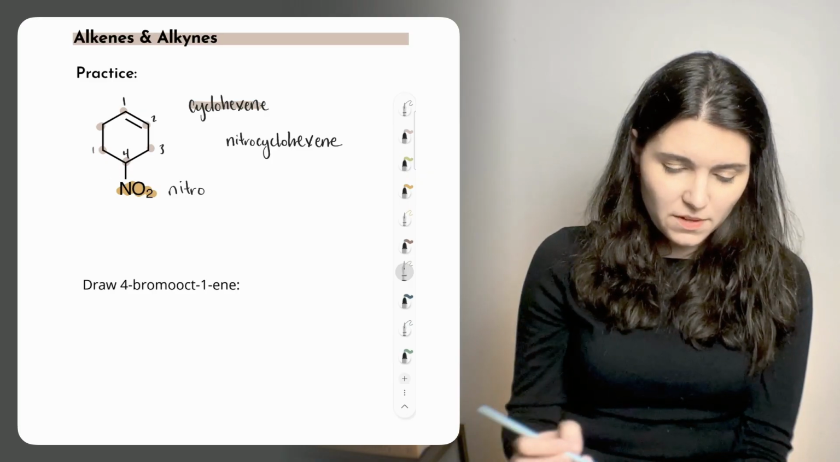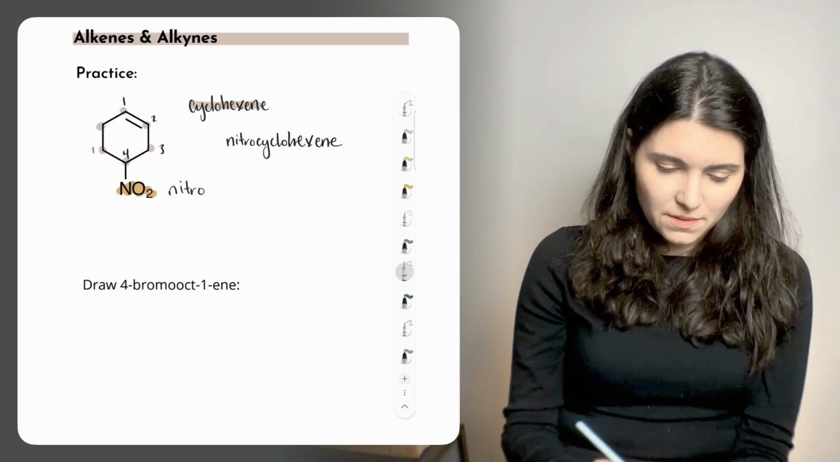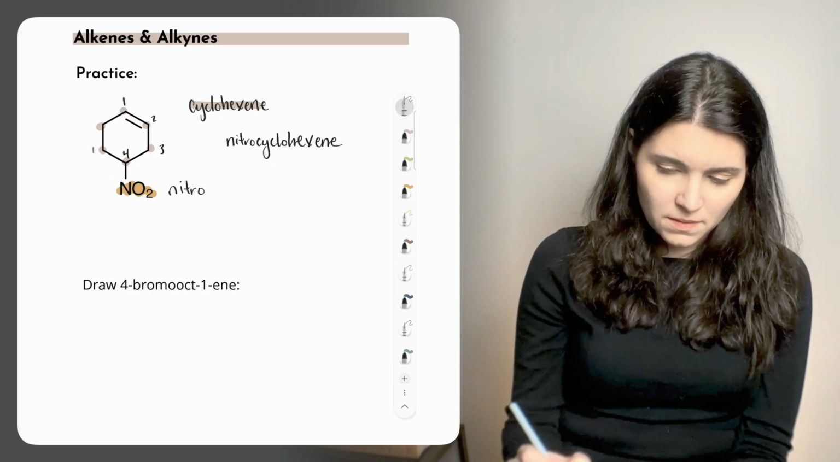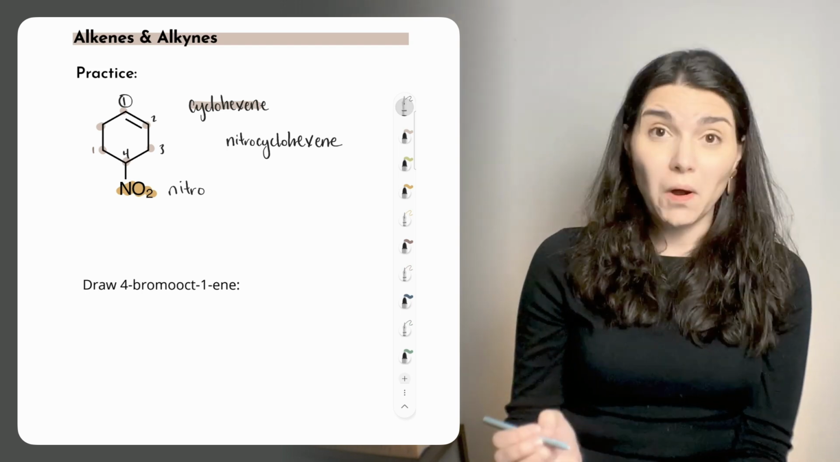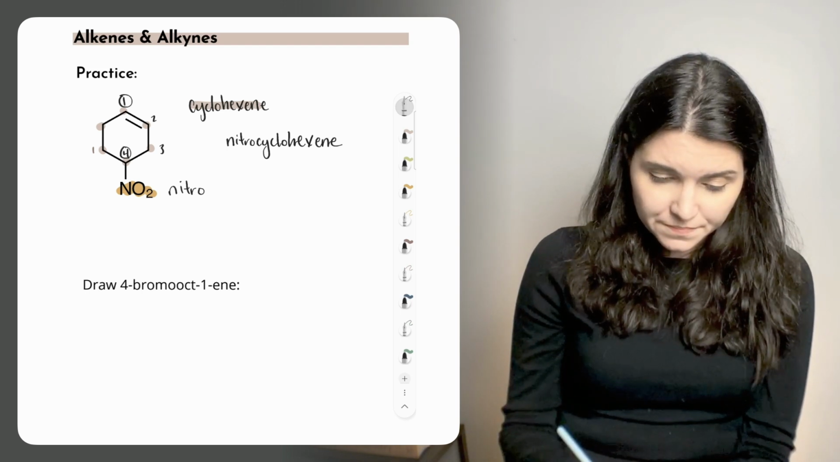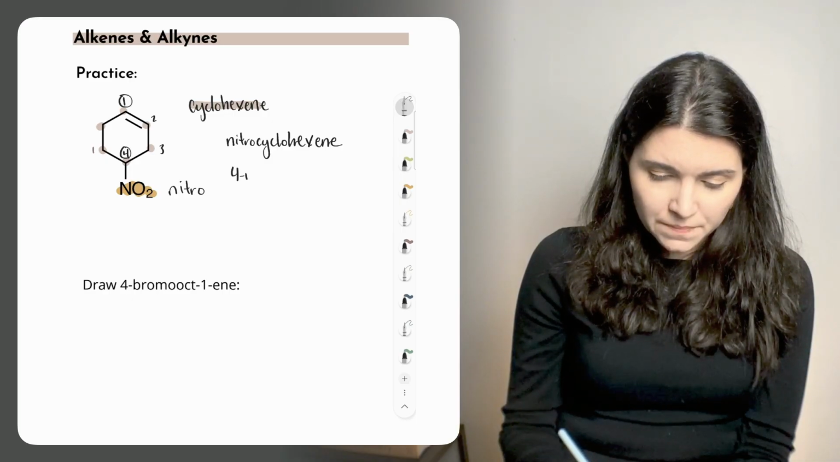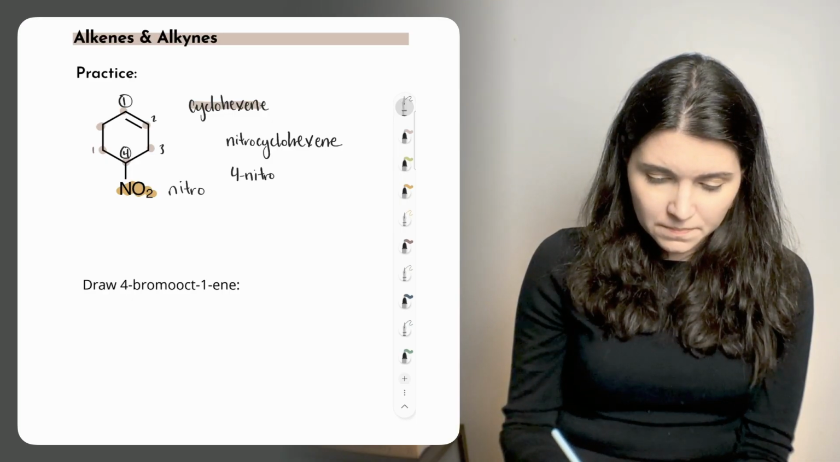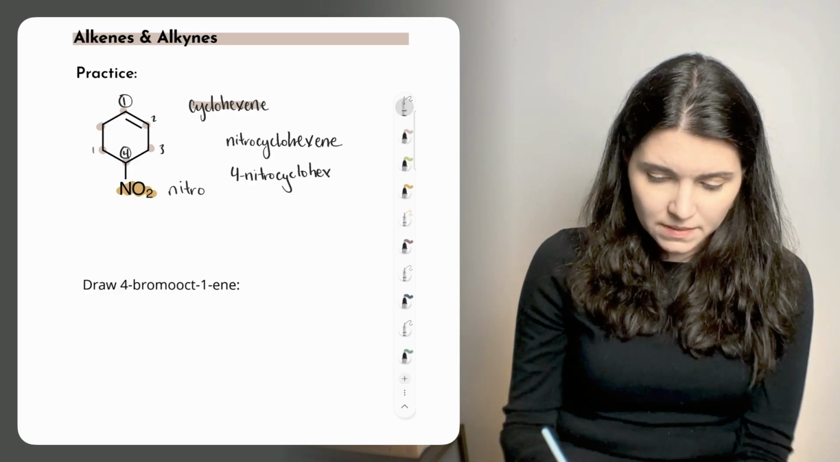So hopefully you believe me that we've got a 1 for our double bond and then a 4 for our nitro substituent. So 4-nitrocyclohex-1-ene.